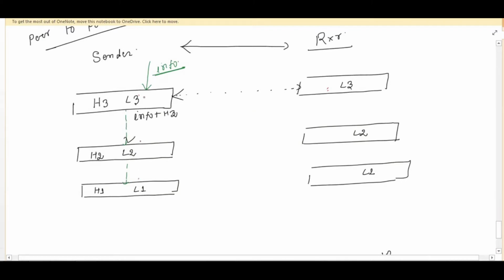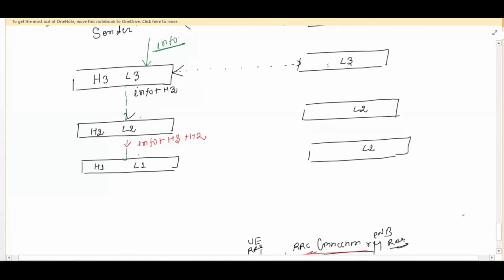When this information is received by layer 3, layer 3 adds the header S3, so it becomes info plus S3. That is transmitted to layer 2. Layer 2 receives info plus S3 and adds the header H2, so layer 2 transmits info plus S3 plus its header. Please don't ask right now what information is in the header, because when that corresponding layer starts, we'll see it.